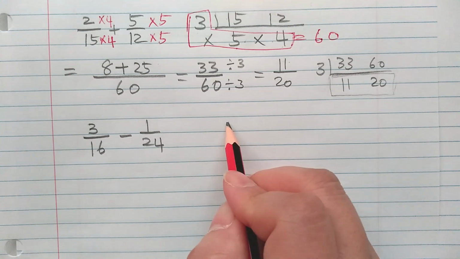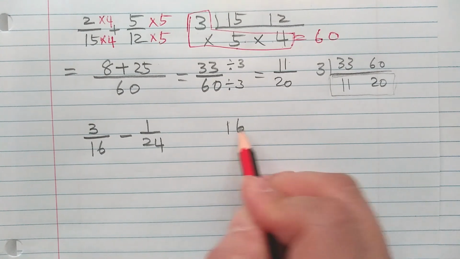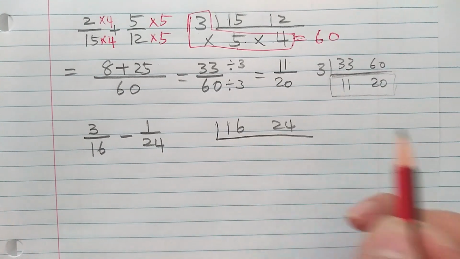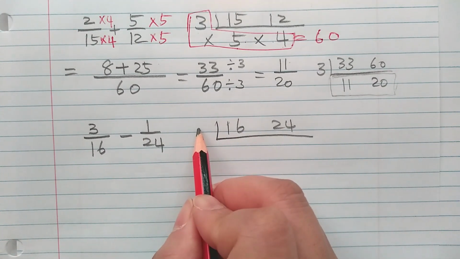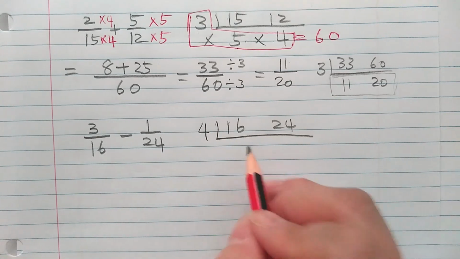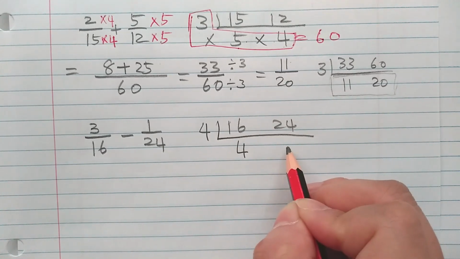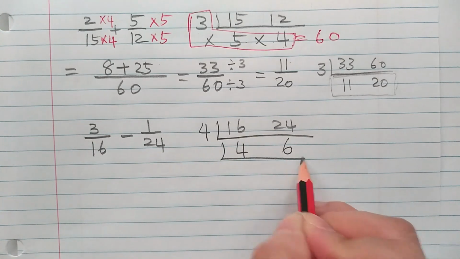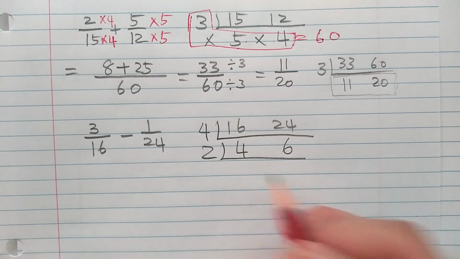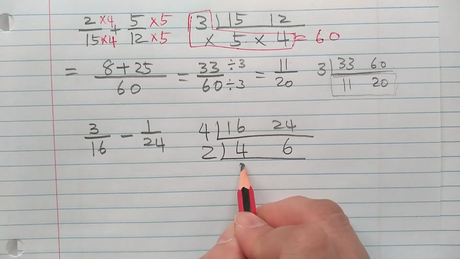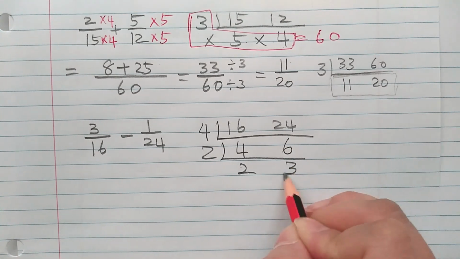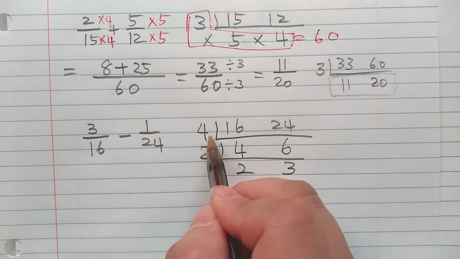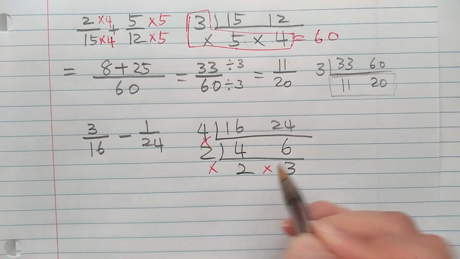Again, find the least common multiple of 16 and 24. 4 can be the common factor. 4 and 6, and there are more. 2 is also a common factor. So 2 times 2 is 4, 2 times 3 is 6. Now, you multiply everybody here.